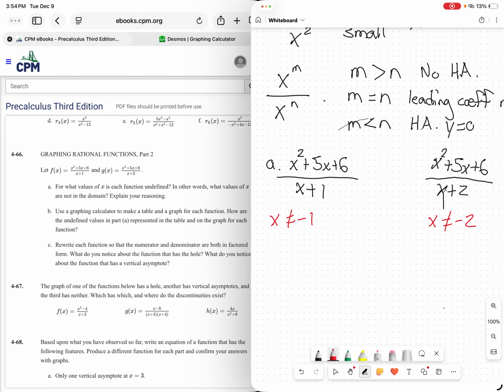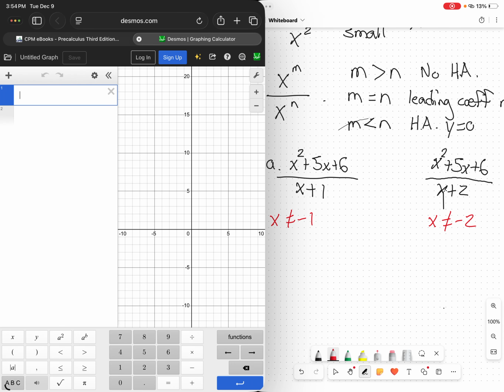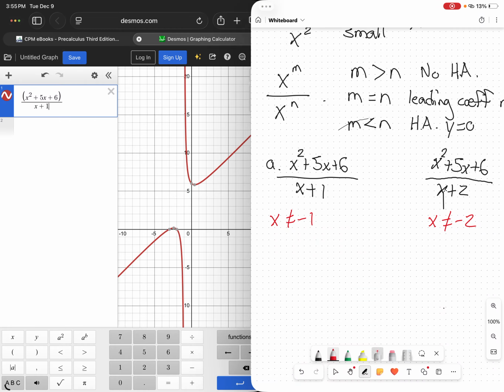Okay, so let's graph these on Desmos and see what they look like. So x squared plus 5x plus 6 divided by x plus 1. If we look here, we see x plus 1, that x plus 1 here is a vertical asymptote, right?